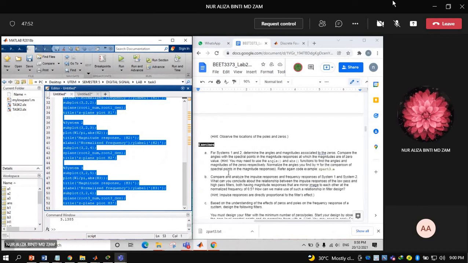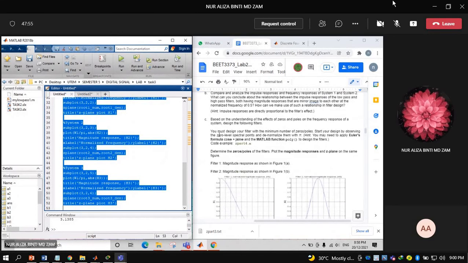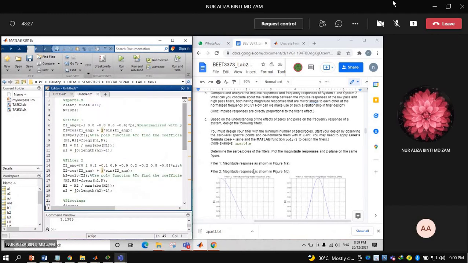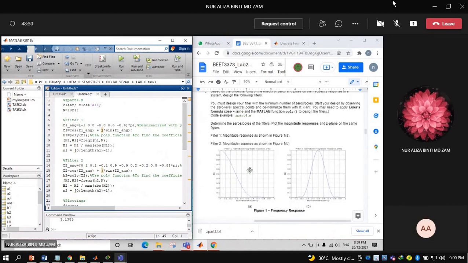Okay, for exercise C, we have to use the Z part 4 file. We have to use the filter with the minimum number of zeros and poles. So we have to observe the zero level spectral point and denormalize them with pi. And then we have to apply the Euler formula, cos plus j sine, on the MATLAB function poly to design the filter. So that is part 4, exercise C.